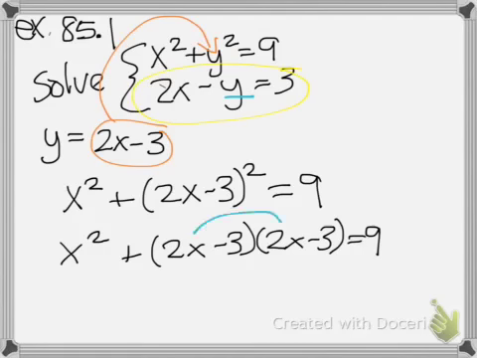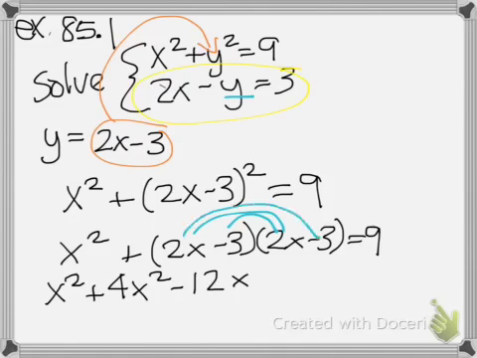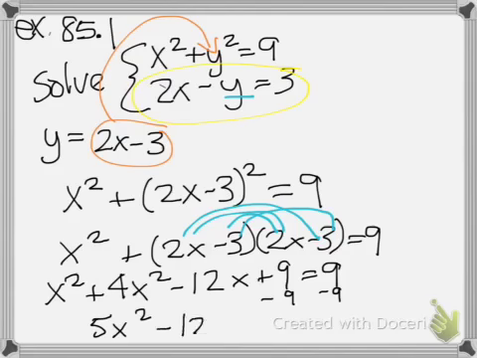We'll FOIL it. So you get 2x times 2x is 4x squared, and then minus 6x minus 6x is minus 12x, and then plus 9 equals 9. So now we'll just simplify. Subtract 9 from both sides, add x squared and 4x squared.